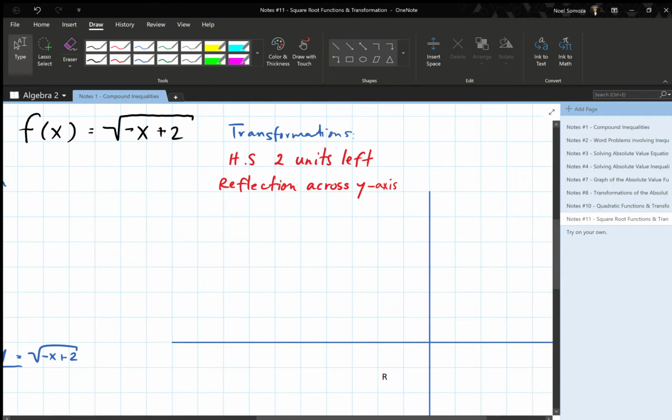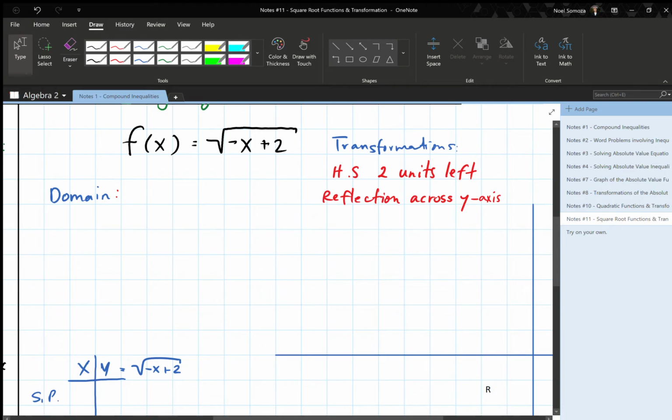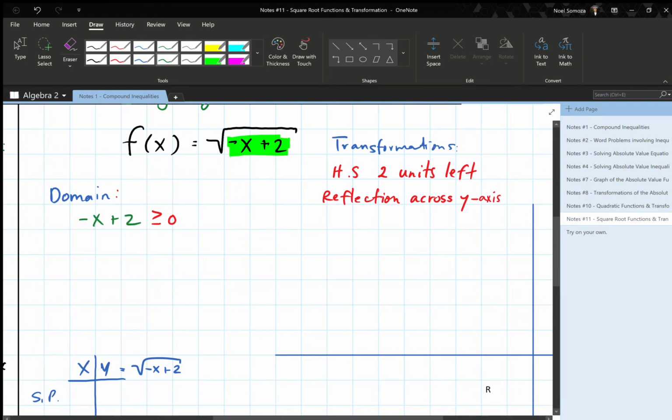Okay, now let's look for the domain. Let's look for what values I could actually pick here to plug in that would help me get positive numbers inside, and then I can take the square root of that. So let's find that algebraically. The inside of the square root, that's what we set greater than or equal to 0. So that becomes negative x plus 2 greater than or equal to 0.